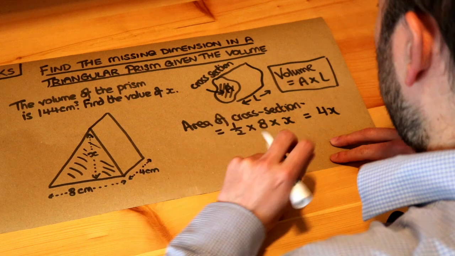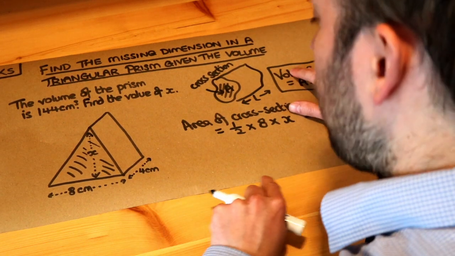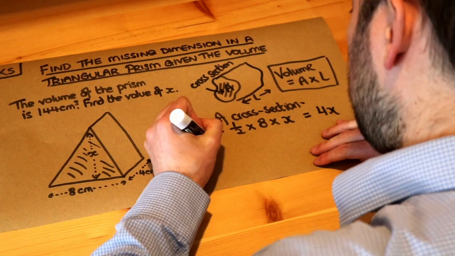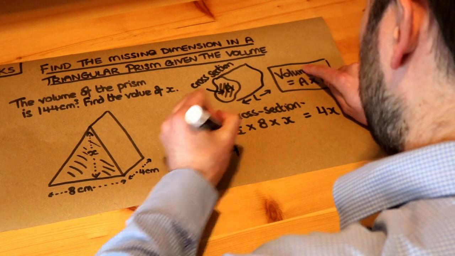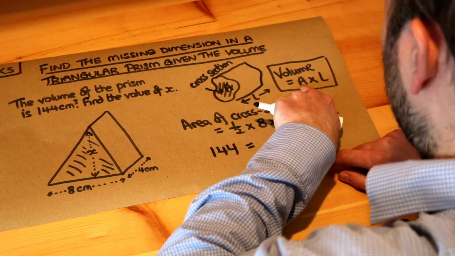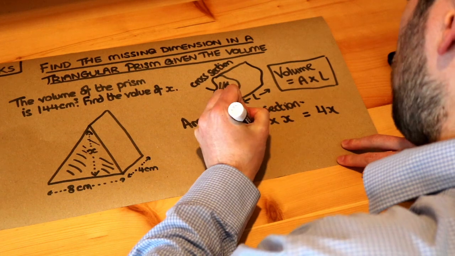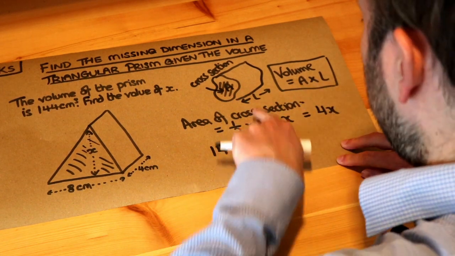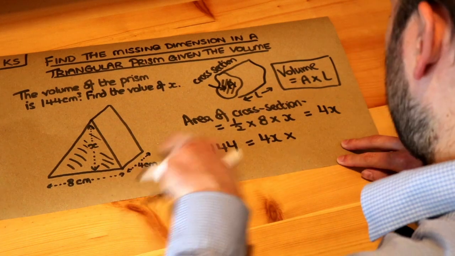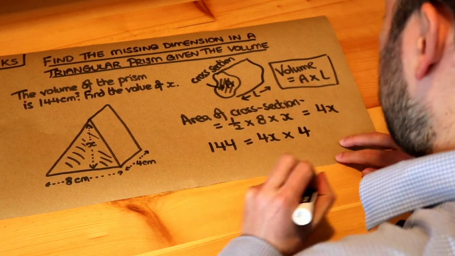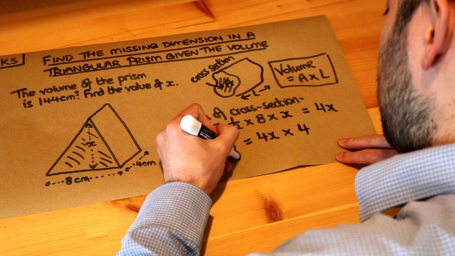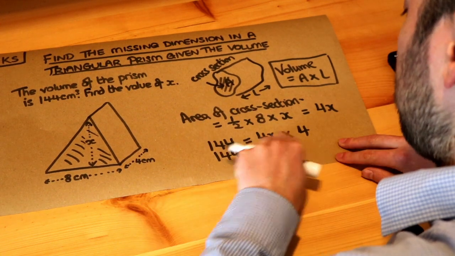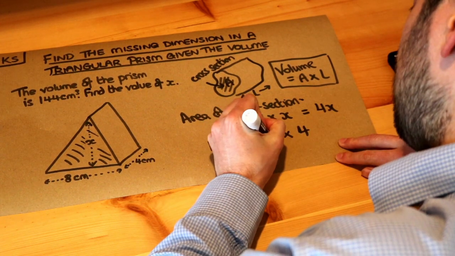Now, let's think about the volume formula now. Now we're told the volume is 144, so we've got 144, the volume of the whole prism, is equal to the cross-sectional area, which we said is 4x, multiplied by the length of the prism. The length of the prism, in this case, is 4. Now let's just simplify that a bit. 4x times 4, well, 4 times 4 is 16, so it's 16x.